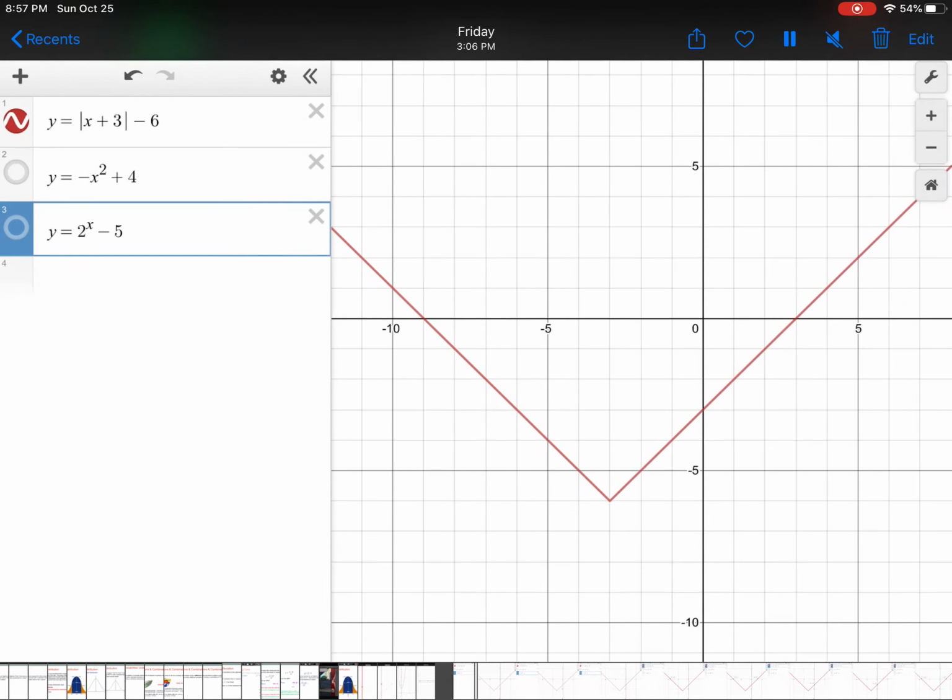Hi, I'm going to go through some examples of finding intercepts on some graphs. So I have 3 graphs here, and I may show a 4th in a little bit, but I'm going to start with the absolute value function at the top.